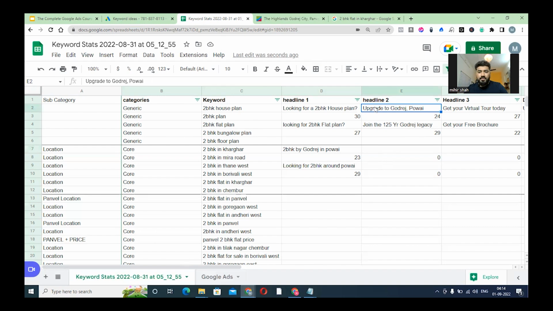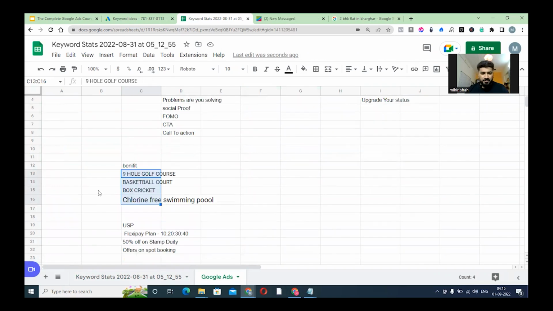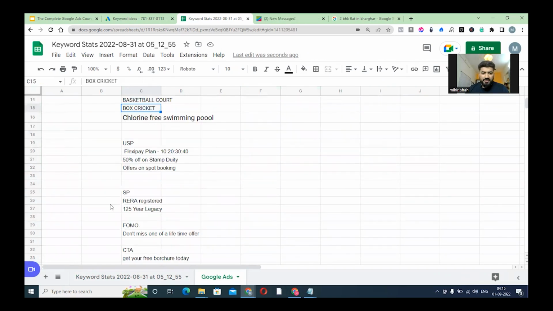Going to the second headline, we can use the second headline in most of the cases. So here, let's say for example, upgrade to Godrej Powai is something that you can use, right? So I am just gonna keep this here as a reference. We can use these two. Join the 100 and 125 year Godrej legacy. So again, these are very strong USPs. Let's try and figure out some more headlines too. Right. So this is around location, 2 BHK Thane, 2 BHK Kharghar, etc. What else can we show them that they would want to come to Powai, to our location? So here we can talk about benefits.